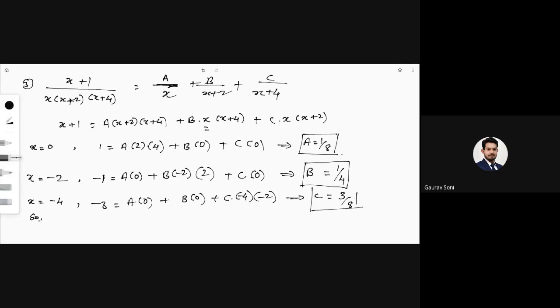So x plus 1 upon x into x plus 2 into x plus 4 is equal to 1 upon 8x plus 1 upon 4 into x plus 2 plus 3 upon 8 into x plus 4.